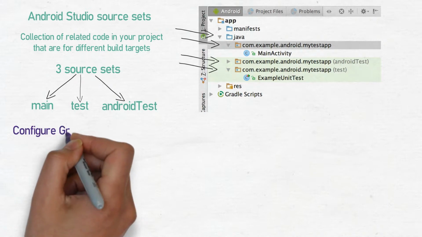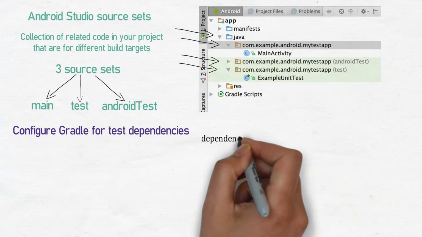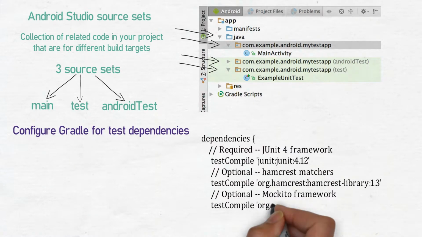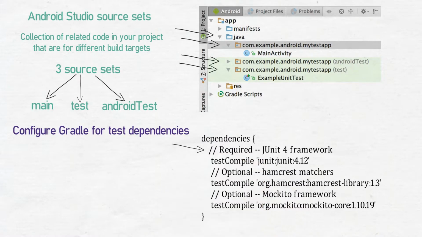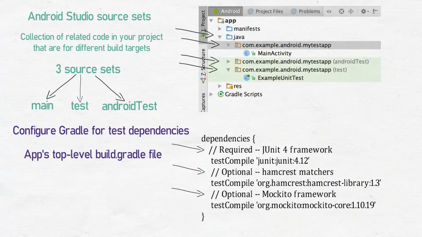To use the unit testing APIs, you need to configure the dependencies for your project. The default Gradle build file for your project includes some of these dependencies by default, but you may need to add more dependencies for additional testing features such as matching or mocking frameworks. In your app's top-level build.gradle file, specify these libraries as dependencies.